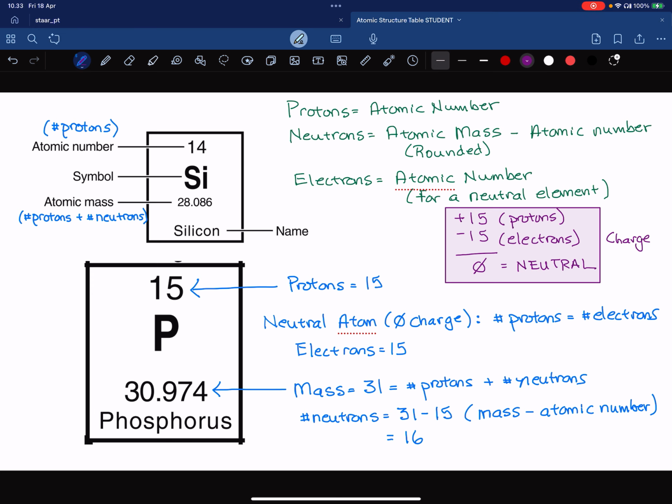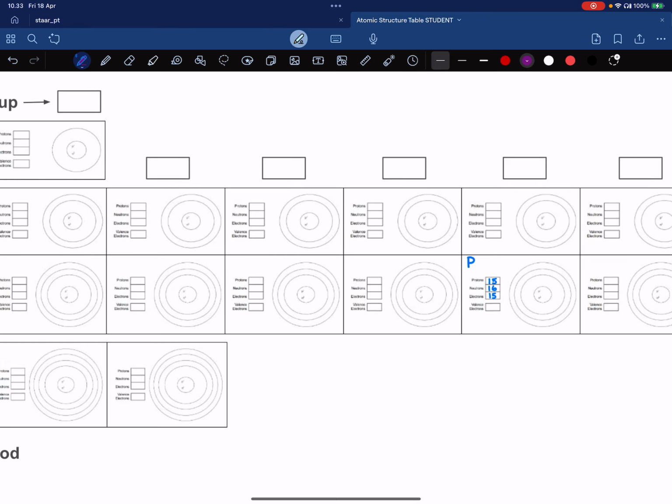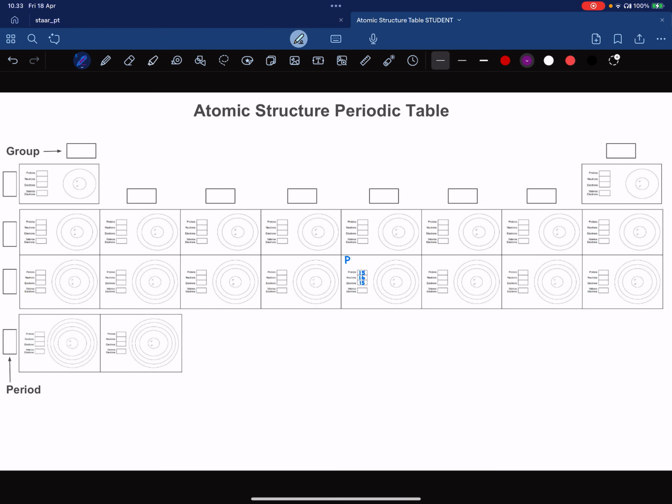All right, so you're going to go back, you're going to fill in these for all the rest of the elements, and let me check it before you move on to the next step. Good luck.